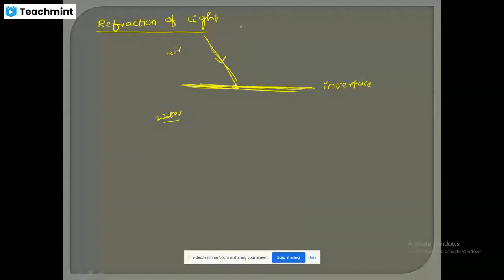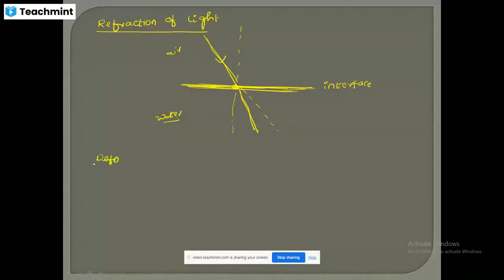First we draw the normal. This is the normal here, and the light bends, not going in the original direction. Light always travels in a straight line until the medium is changed. Here the medium is changed, and therefore the light is bending. The bending of light whenever it travels from one medium to another medium is called the refraction of light.